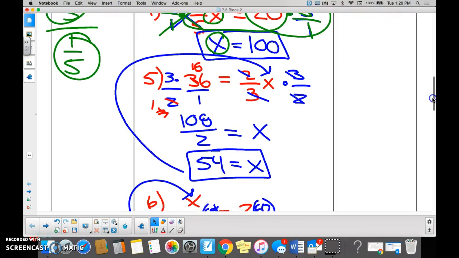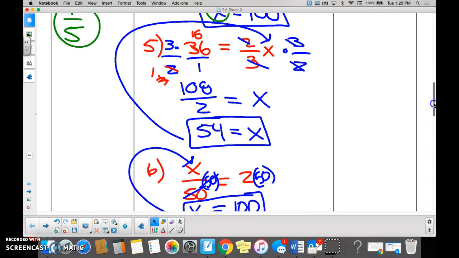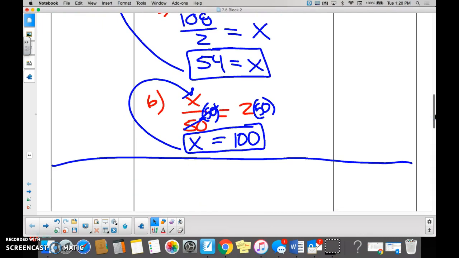Number 5 is the same thing, except we put the variable on the right side of the equation. Can you divide by 2/3? No. So we flipped and multiplied. And number 6, we have a division problem, and so we just use multiplication to undo the division, right, Kaushik?